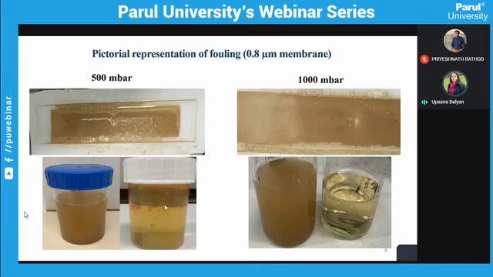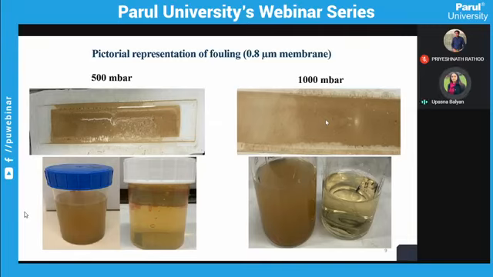One is retentate, another is permeate. Permeate is what you are getting after the purification. So yes, this is first 500 millibar per minute and this is 1000 millibar per minute. And these are the fouled membranes, which are very difficult to examine: the thickness of the layer, what kind of layer it has, and how do we remove the fouling.